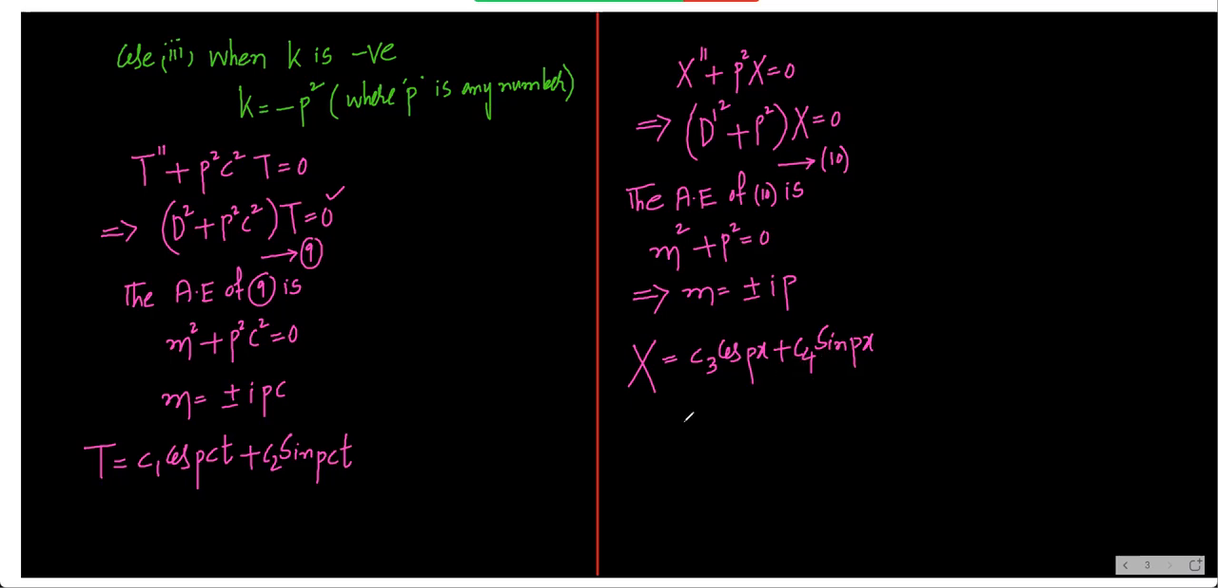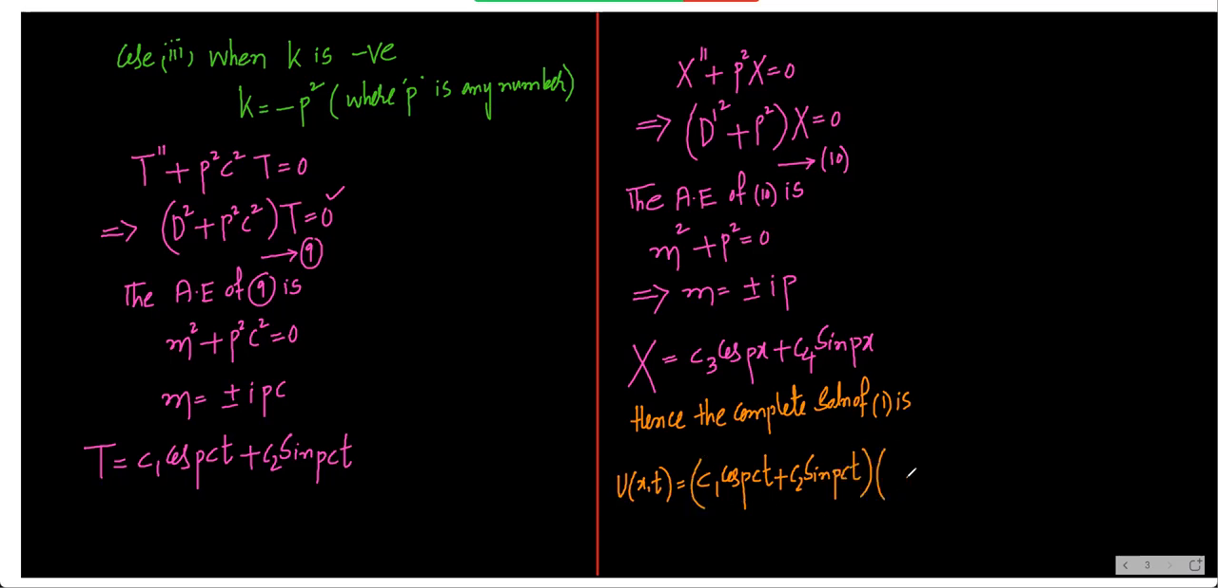Now we will write, hence the complete solution of equation number 1 is u(x,t) equal to, the t value here we got, (c1 cos pct plus c2 sin pct) into (c3 cos px plus c4 sin px), right? Any doubt till here? No.